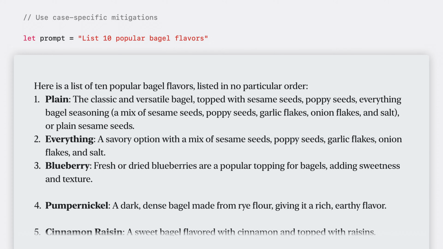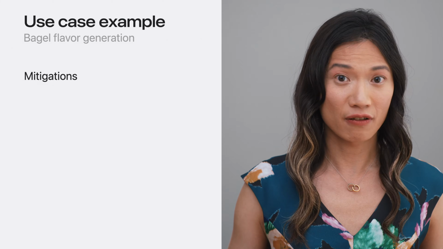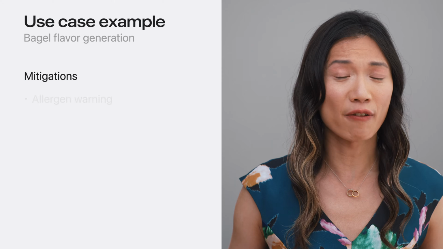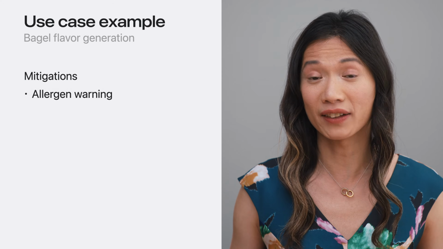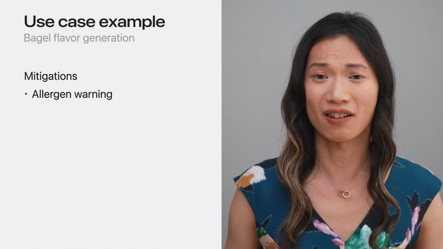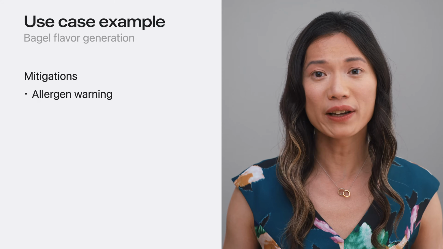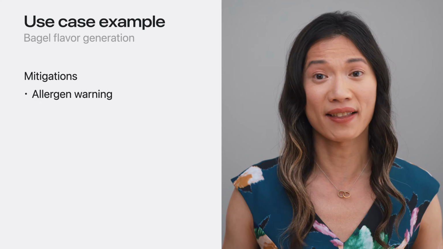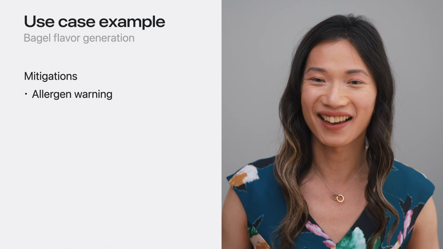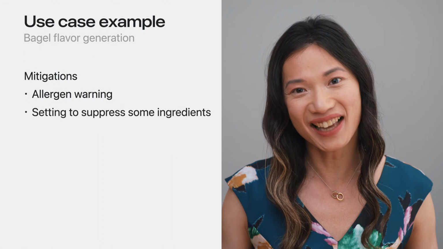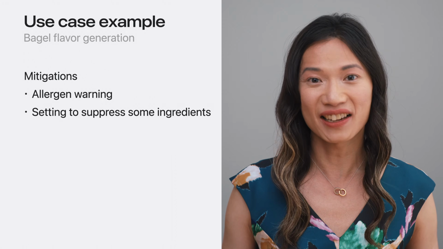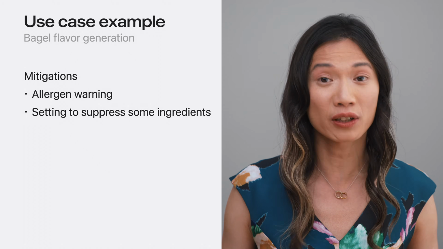This is the prompt for generating bagel flavors that Mary Beth showed you earlier. One potential risk when people use your app is that some of the bagel flavors from the model can contain allergens, like nuts or garlic. One way you can mitigate this is by showing an allergy warning in the UI.